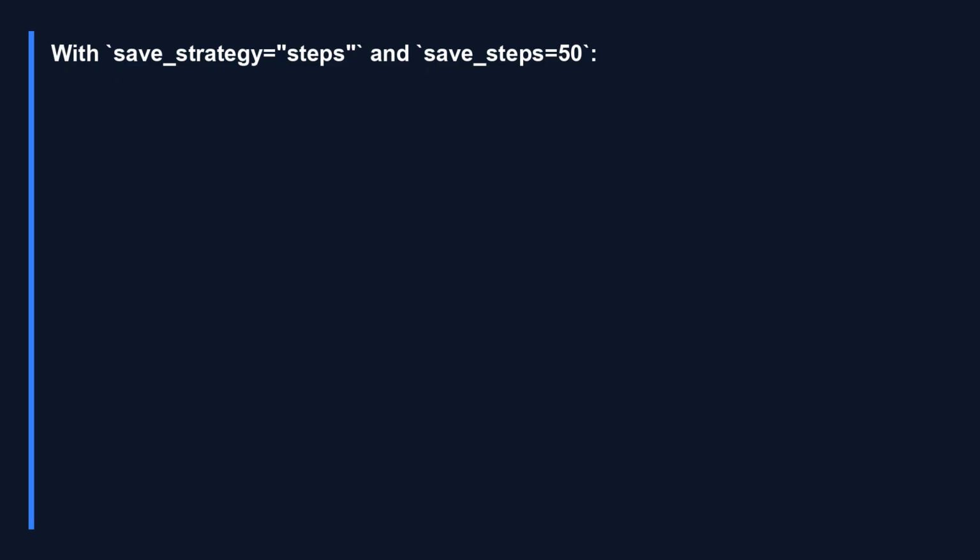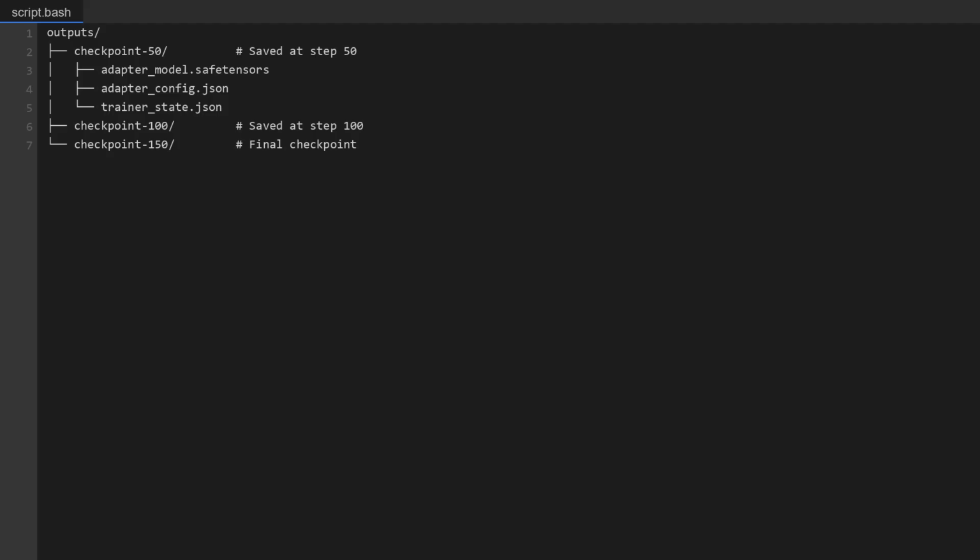Saving during training is automatic. With save_strategy="steps" and save_steps=50, the trainer automatically writes a checkpoint every 50 training steps. Here's what that directory structure looks like. Each checkpoint directory is named after the step at which it was saved. Checkpoint-50, checkpoint-100, and so on. Inside each one, 3 files do the work.